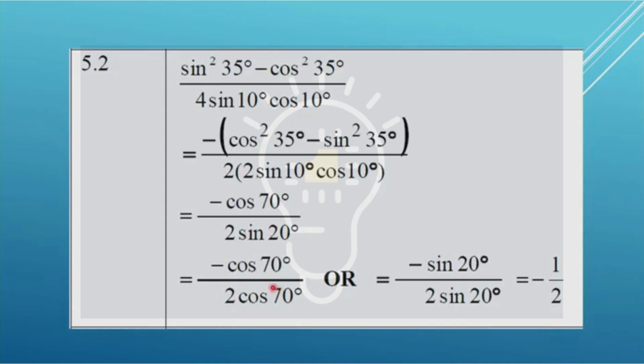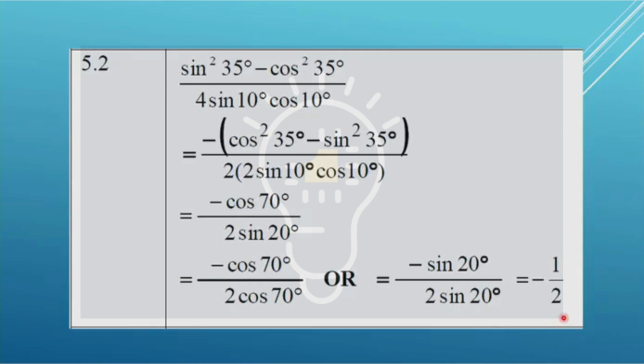Now look what I've got. How about that? I've got cosine 70 degrees in my numerator, and cosine 70 degrees in my denominator. These two cancel each other out. I have negative 1 divided by 2. My final solution is simply a half. And there you see it right there.